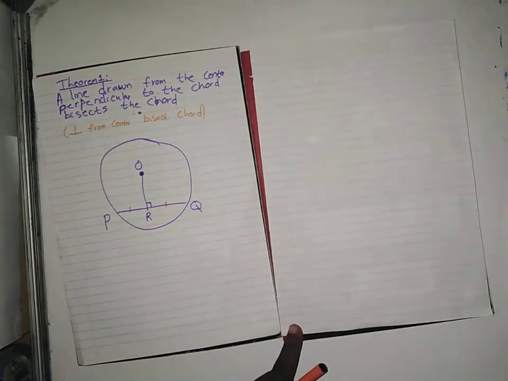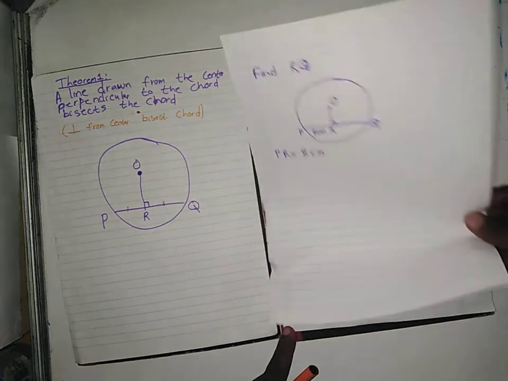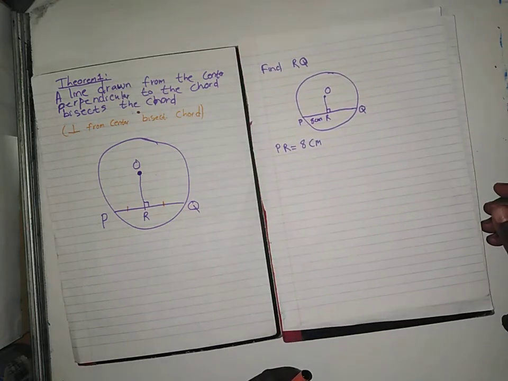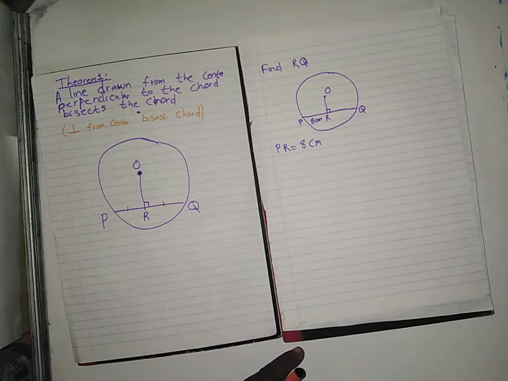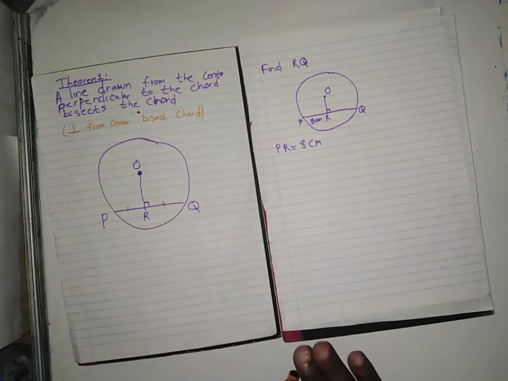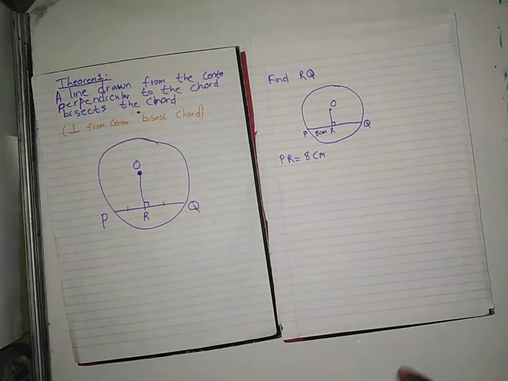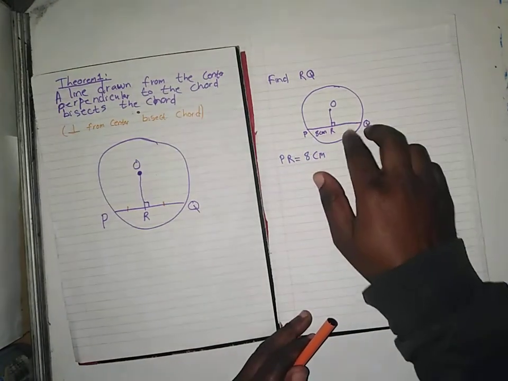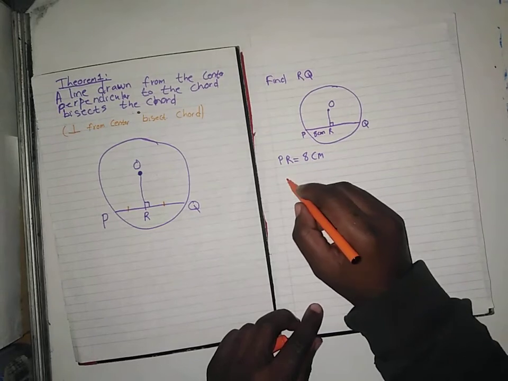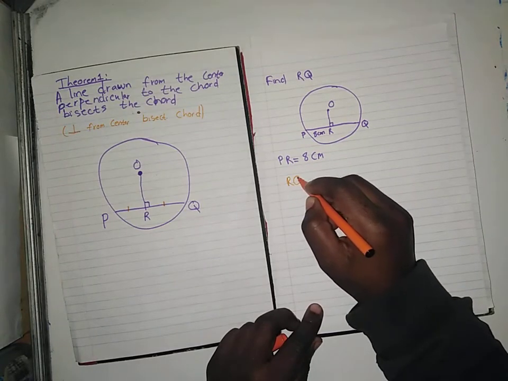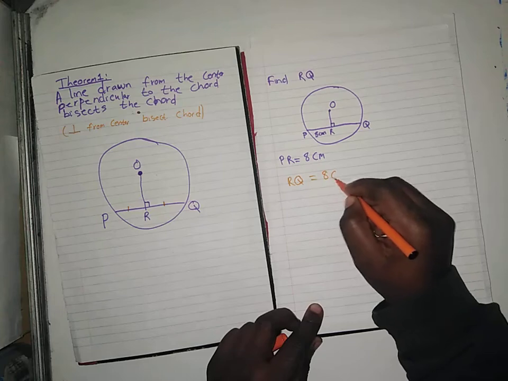Okay, wonderful. Let's look at the second one. Can you see? All right, now we want to find RQ. Can you see that? Now we are given PR, which is equal to 8. Now, from our theorem again, we know that if we've got a line drawn from center perpendicular to the chord, that line bisects the chord, which means whatever this is, then this is also 8. So you can go straight from here and say RQ is equal to 8 centimeter.